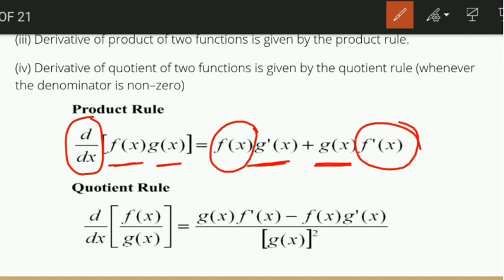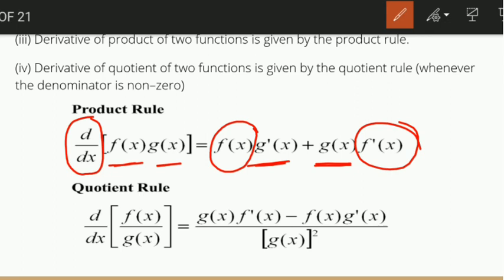This is a simple way by which you can remember this, because this is a little bit confusing rule, but this is very important. So it's better if you understand this in this way.